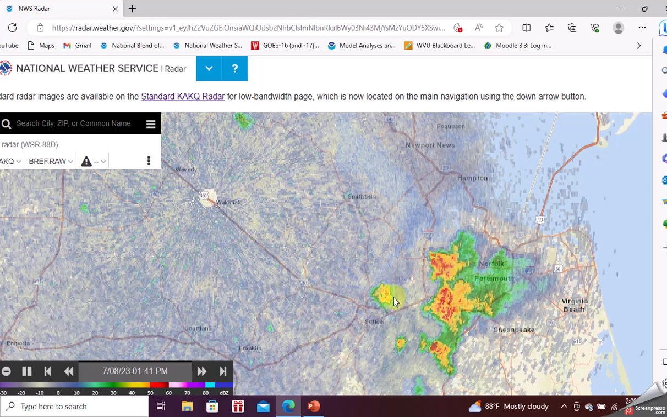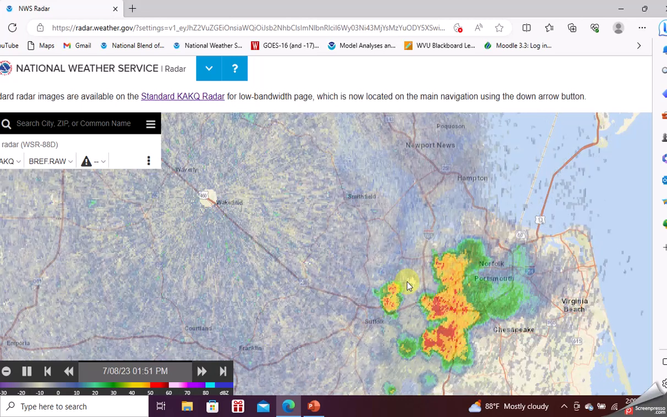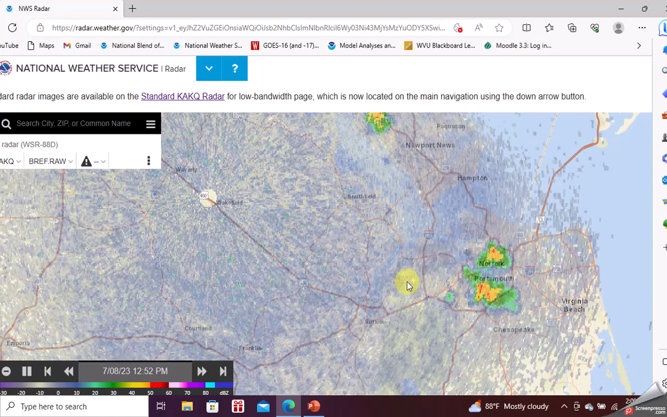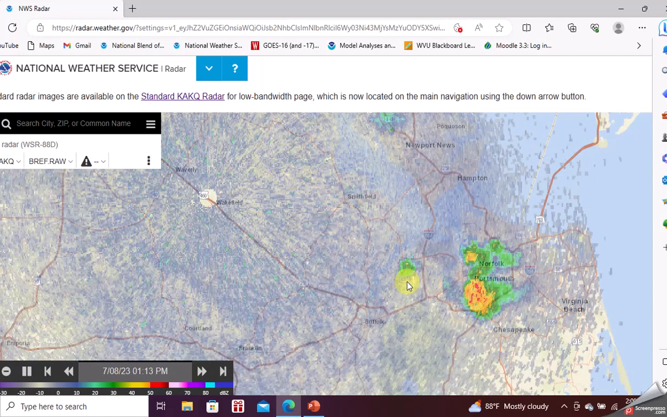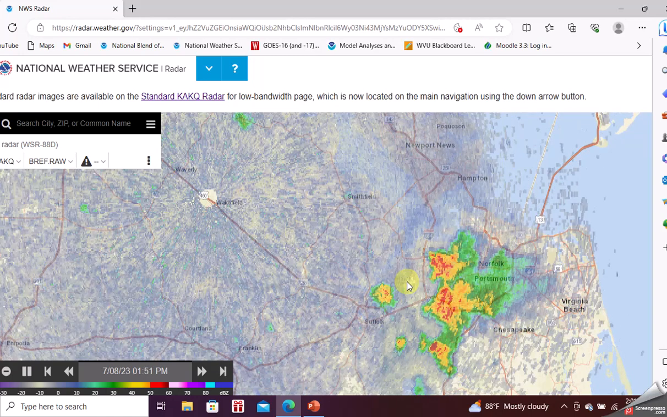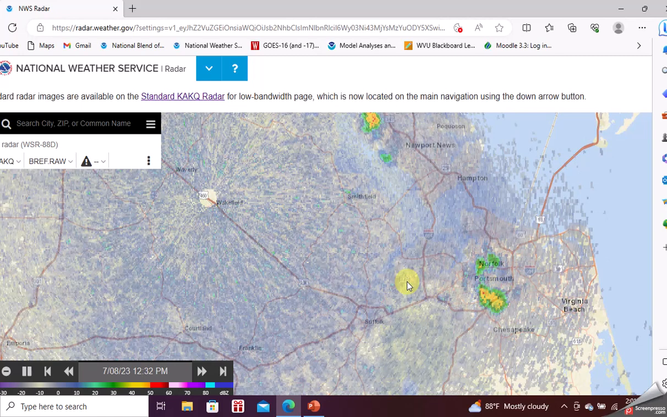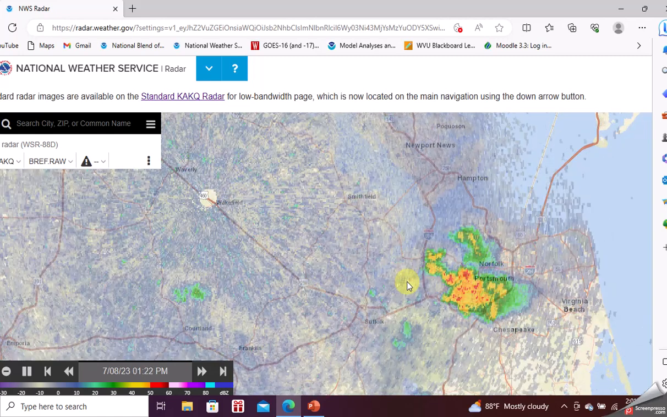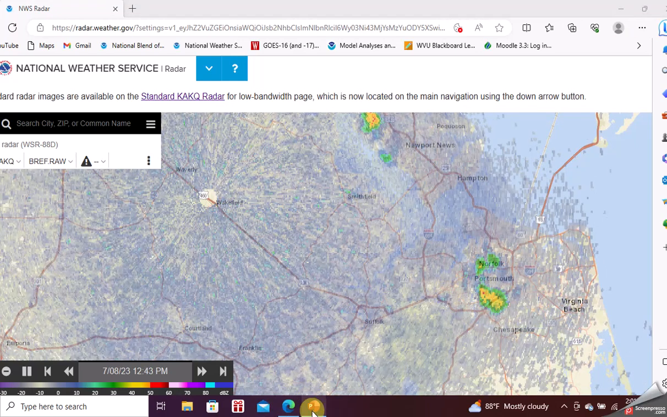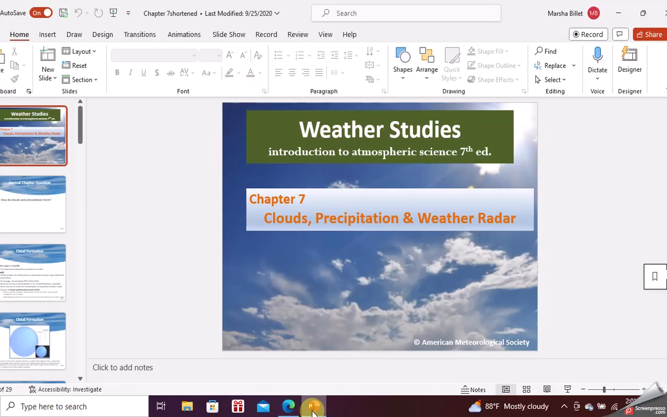And here's a new one developing out here in the southern part of Suffolk. So you can see almost a whole line of thunderstorms moving westward with time here. We're in kind of a tropical air mass, and that is right along the sea breeze. We've talked about sea breeze convergences. Right there is the perfect example of that. So with that, let's go back here now to what we're going to talk about: clouds, precipitation, and weather radar.